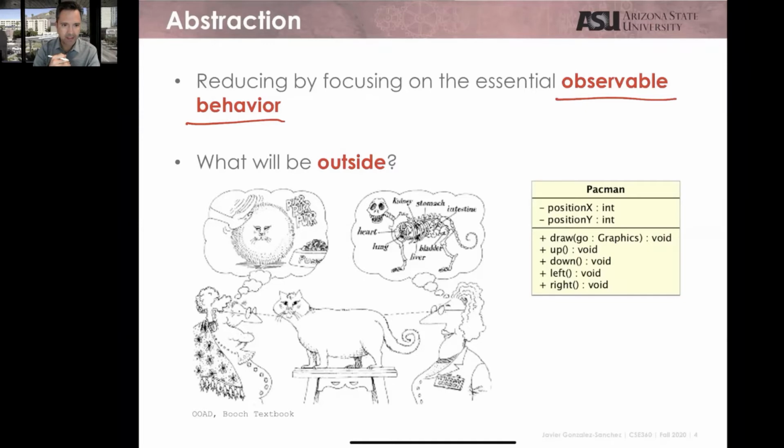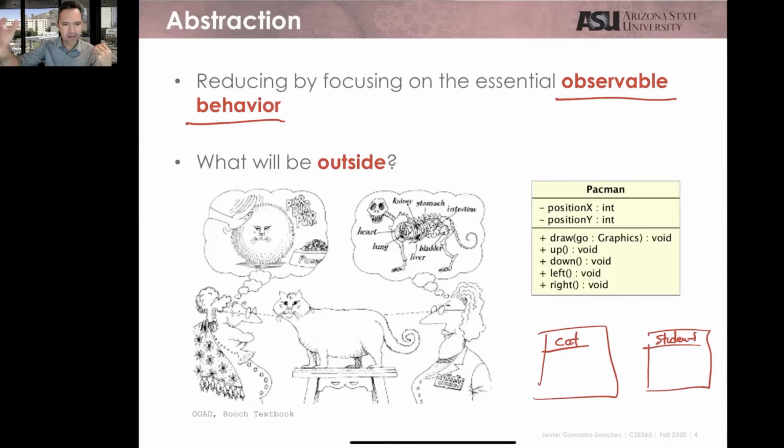Talking about classes, yes, you can have a class cat, you can have a class Pac-Man, you can have a class student. Yes, you are applying abstraction. You are reducing a real cat, a real student, or an idea of Pac-Man in a video game to one class, to one element in a program.